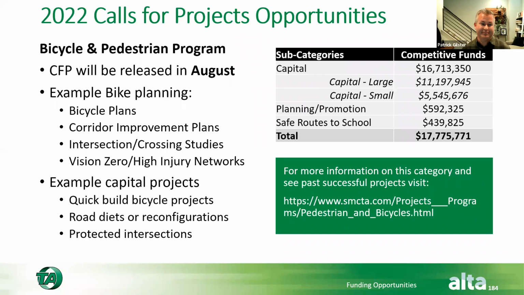Next slide. And then really exciting this year, we'll be releasing our next cycle for the bicycle and pedestrian program with the infusion of Measure W. This will be our largest bike and ped cycle ever. In total, we're looking at almost $18 million of money that we have just to spend here in San Mateo County. It'll be almost 16.7 million of capital funds. So both for large projects, those over $1 million, and then capital small, which is projects under $1 million.